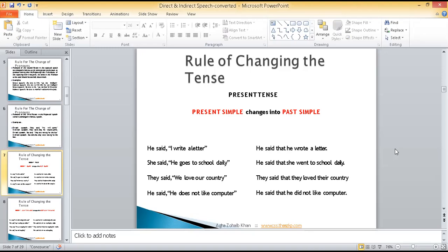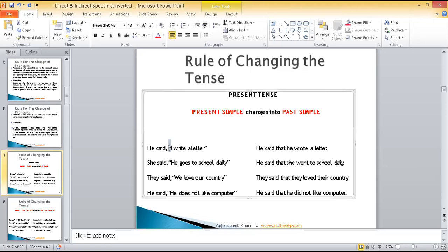A few of the things you need to remember, the rules that include that present changes into past, simple present changes into simple past tense. For example, if I would say that he said, "I write a letter," then you simply remove inverted commas and place that, and then obviously he said, he is basically this guy, so I will go with he. Write changes into past. Write is present, wrote is past.